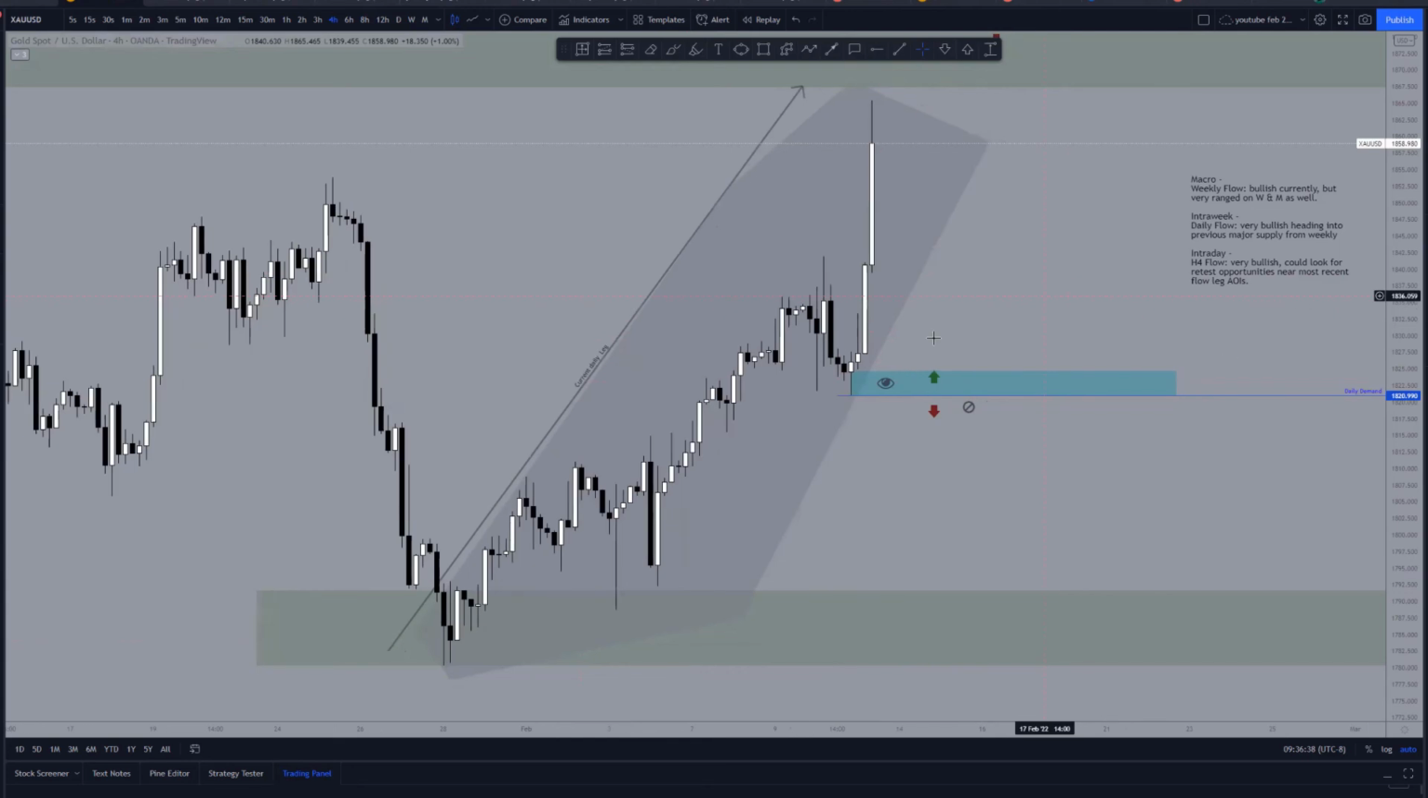Overall, I'm very bullish on this, but only above this blue zone. If it starts to get below that, it's a little bit too indecisive for me, and I'm just going to sit on the sidelines and watch. And that wraps it up for the week, guys. Simple, powerful, high time frame analysis.